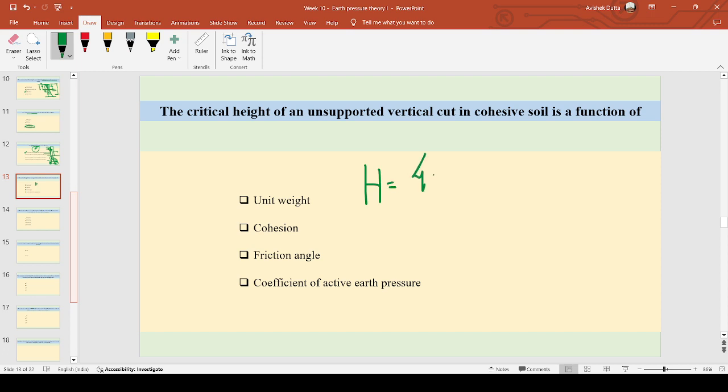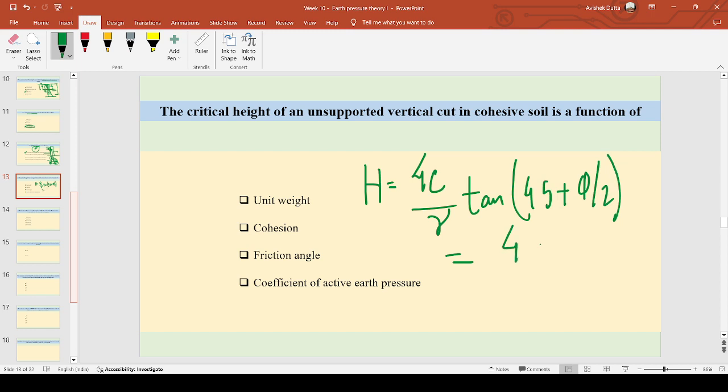Hc equals 4c by gamma square root of Ka, or if I write it initially, tan of 45 plus phi by 2, right? Tan alpha. Yes, sir. 45 plus phi by 2. When this is modified and we incorporate the parameter of Ka, then we write it like this.